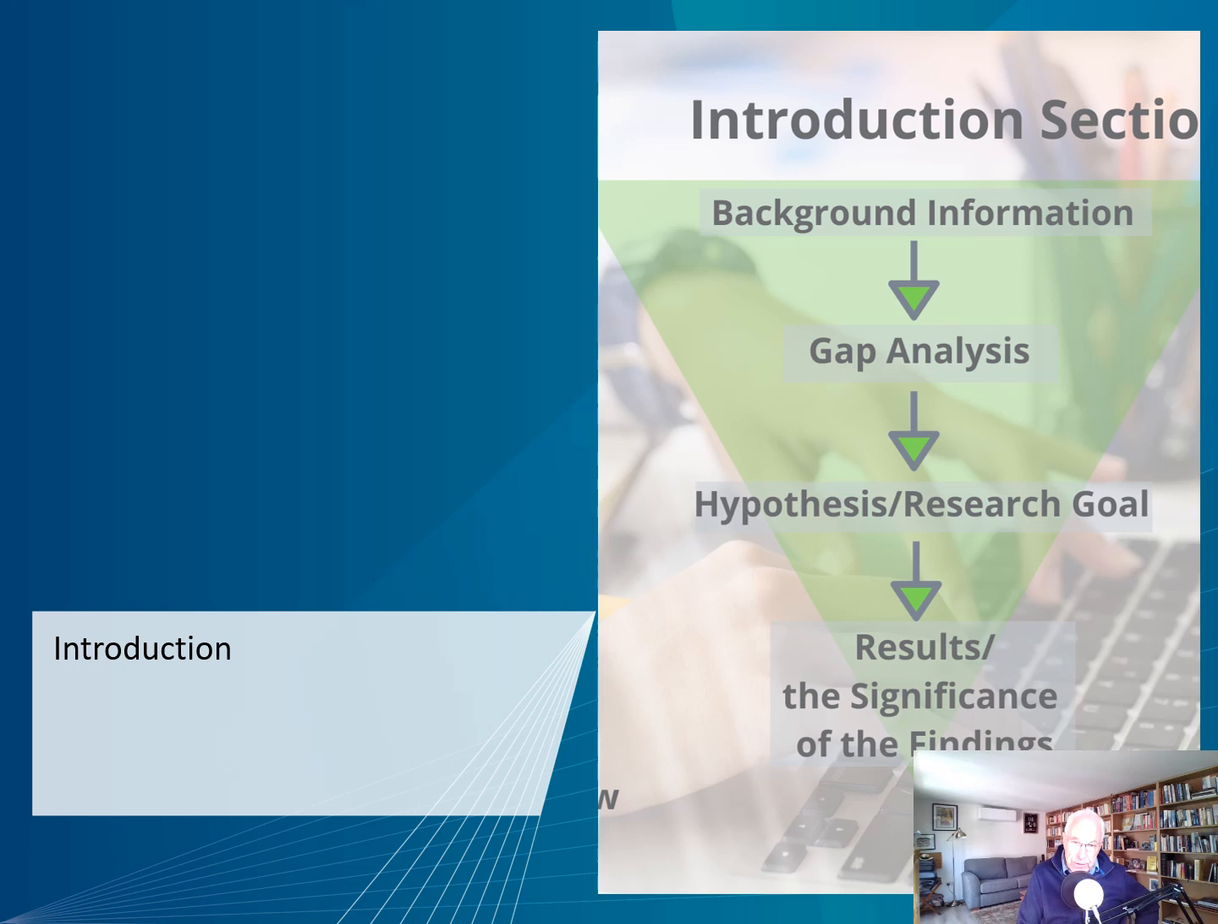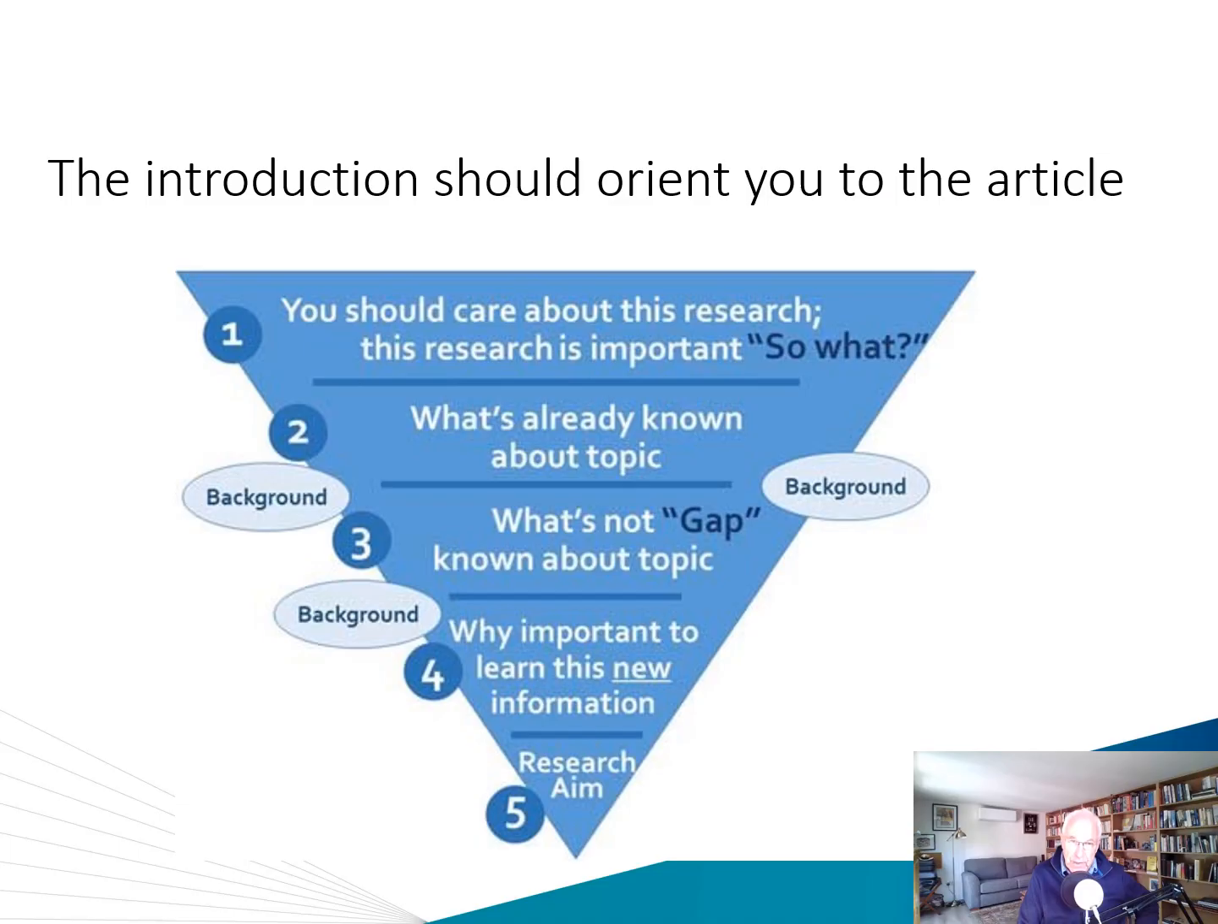Then the introduction to the paper, and I'm going to try and differentiate between introduction and background, although the diagram here uses background. They're very similar, but there are some slight differences between the two. So the introduction should orient you to the article, and it should start wide and get down to something more specific. It should start off with what it says there. So what? Why is this important to do? What is the gap that you're trying to fill? And end down there with a research aim.